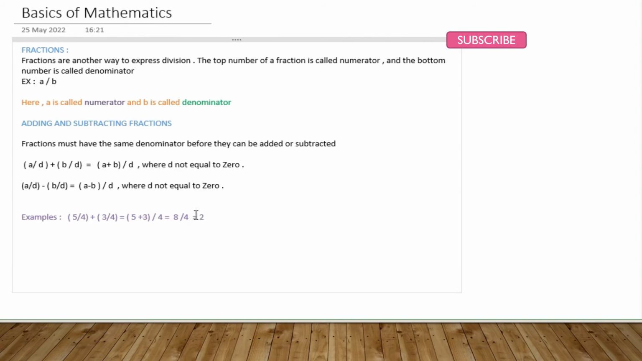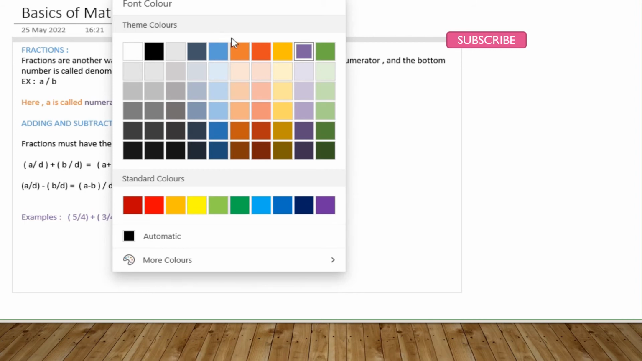Okay, I'm going to the second example, taking negative, subtracting fractions with different colors.